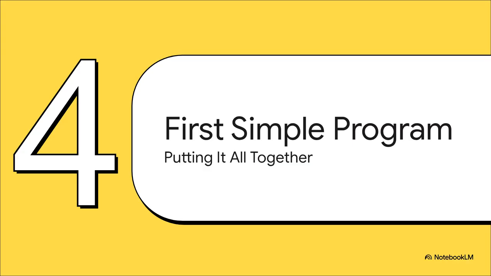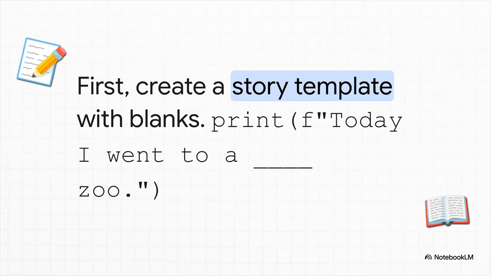All right, here we go. This is the moment we've been building up to. We have our tools, we have our building blocks, the variables, and we have the logic with if statements and loops. Now, let's put it all together and build our very first honest-to-goodness interactive program. We're going to make a classic Mad Libs game. It's super simple. First, we just write out our little story template.